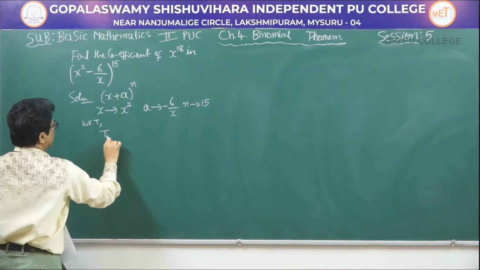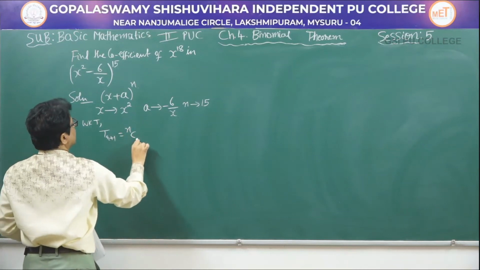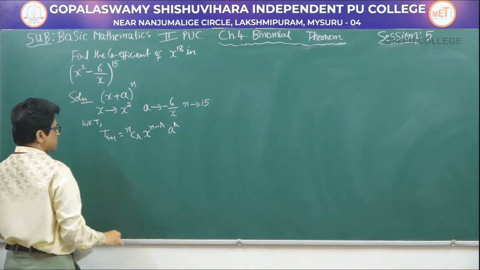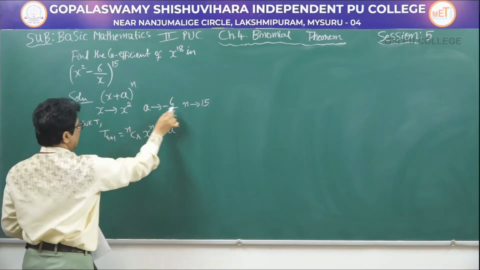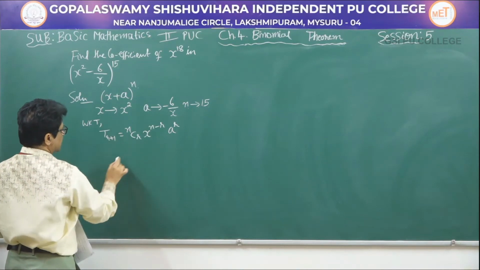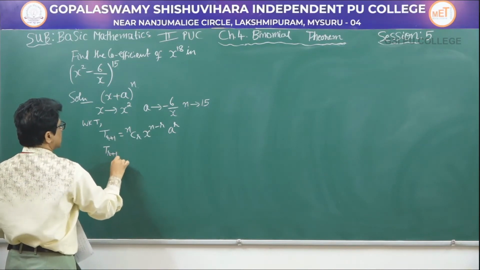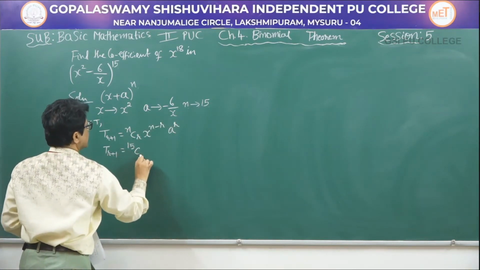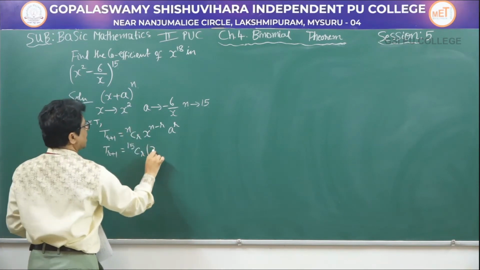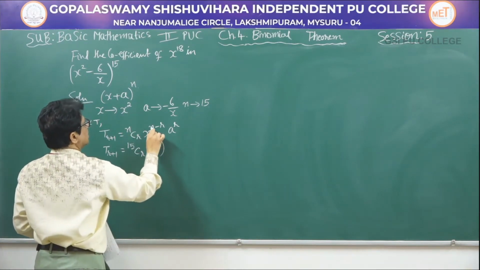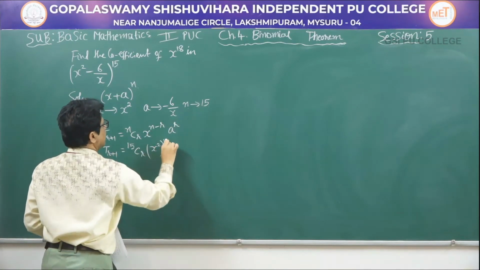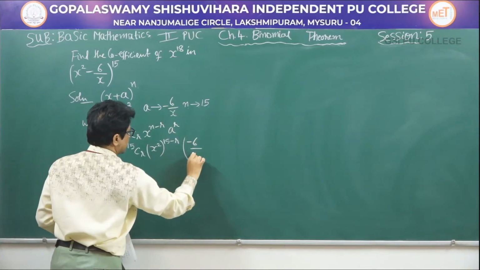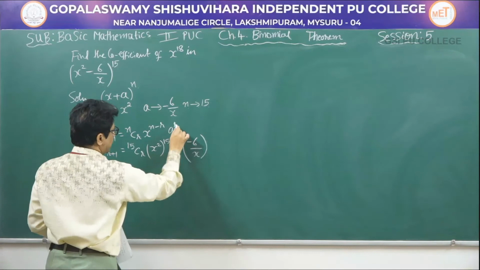We know that T(r+1) is equal to nCr into x power n minus r into a power r. Substituting the values of x, a and n in the T(r+1)th term, we get T(r+1) is equal to, n is nothing but 15Cr into x, x is nothing but x square, n minus r, n is 15 minus r, into a, a is minus 6 by x whole power r.